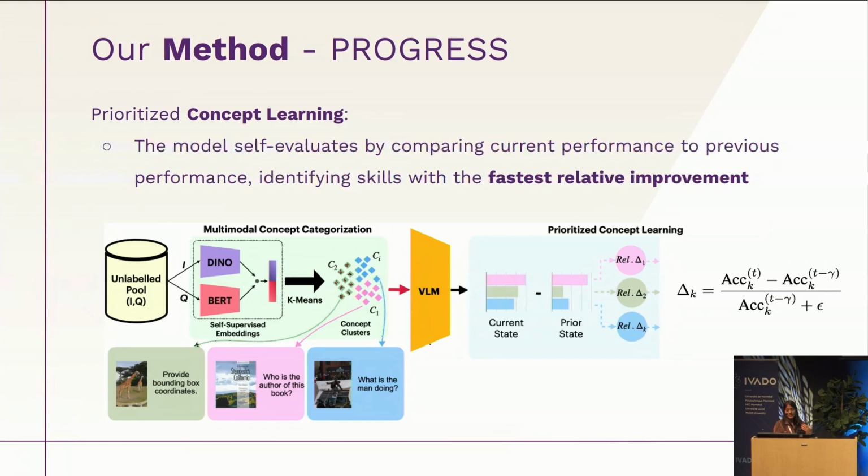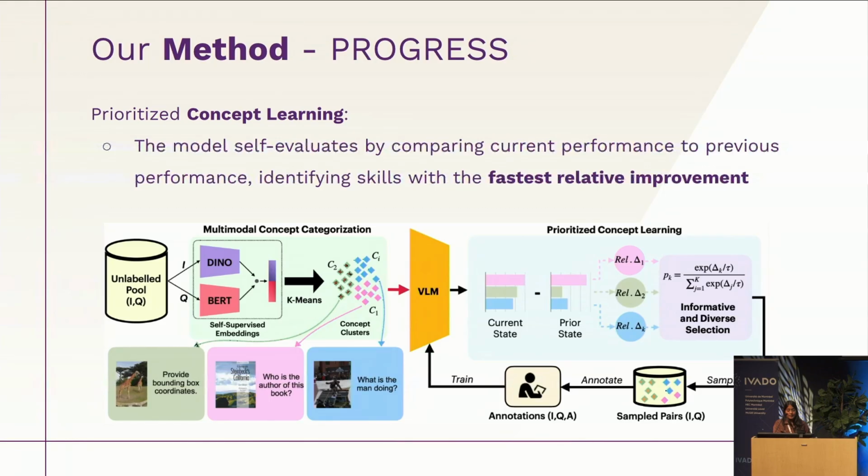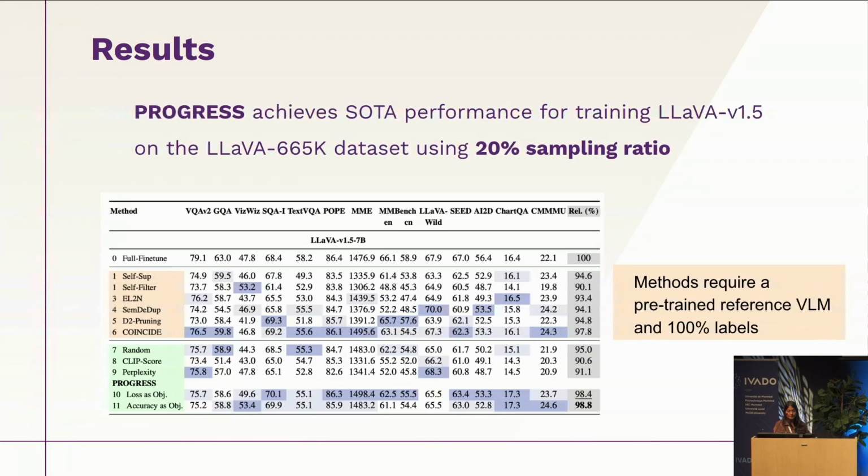We are basically asking the model to prioritize those clusters where the accuracy change is higher with respect to the current level of proficiency. And we only require answer annotations for these data points that we are selecting. So we don't need annotations for the entire corpus, right? We decide which data points we want to train on, and then we need answers. So it's efficient, not just in terms of compute, but also in terms of annotation requirements.